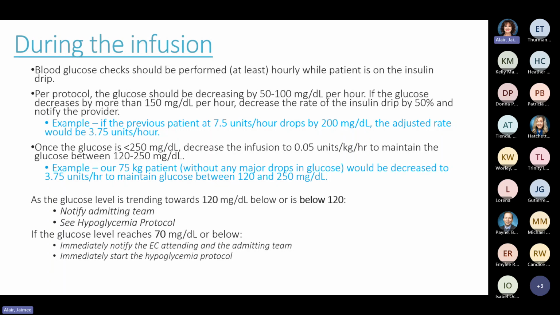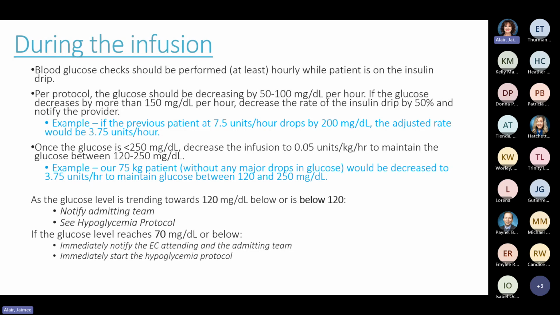When we're giving insulin, blood sugar should still be checked, the same as in pediatrics, at least hourly, if not more. We want to see a decrease of 50 to 100 milligrams per deciliter. If it decreases by more than 150, then there is a protocol for titrating the insulin for adults. So the initial step is lowering the insulin rate by 50% and notifying the provider. Once the sugar is less than 250, then the insulin is decreased to 0.05 units per kg per hour to try to keep that sugar between 120 and 250.